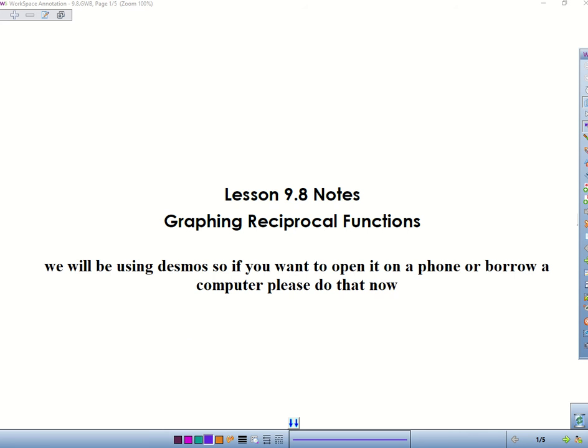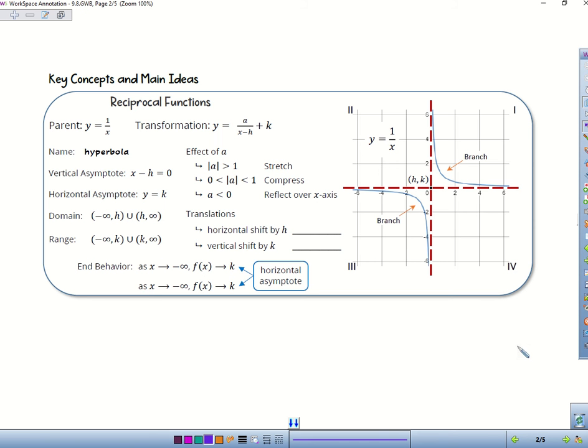All right, so today we're going to be using Desmos. So if you want to open it up on your phone or borrow a computer, please do that now. All right, so the key concepts here. We're going to be talking about reciprocal functions.